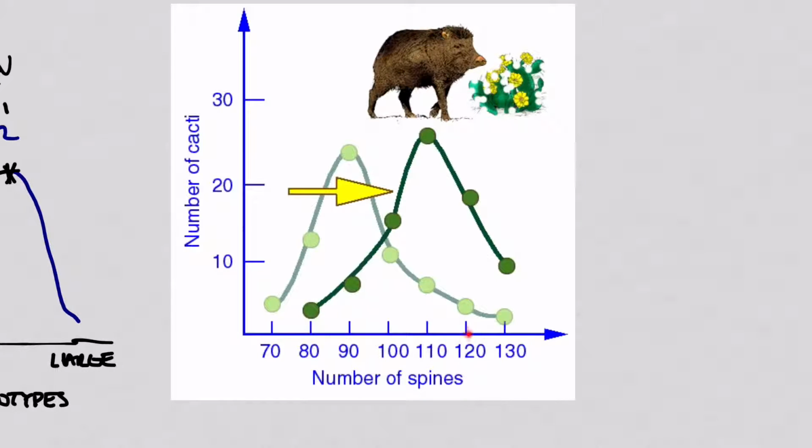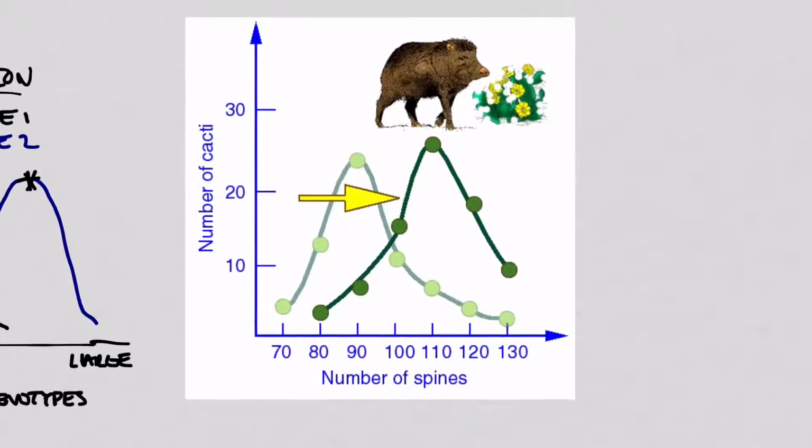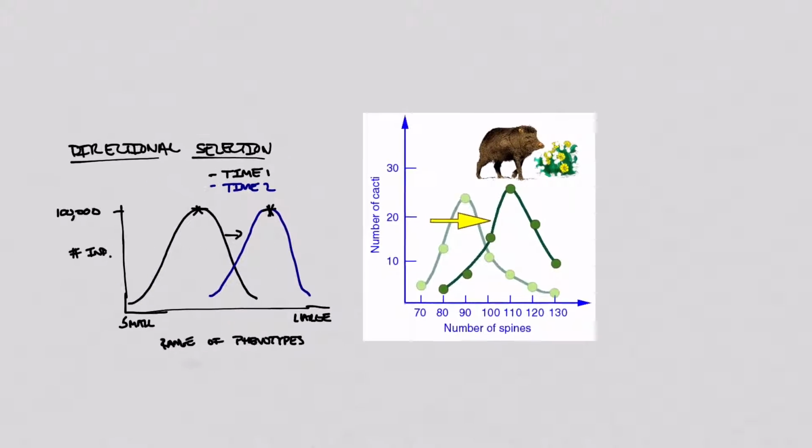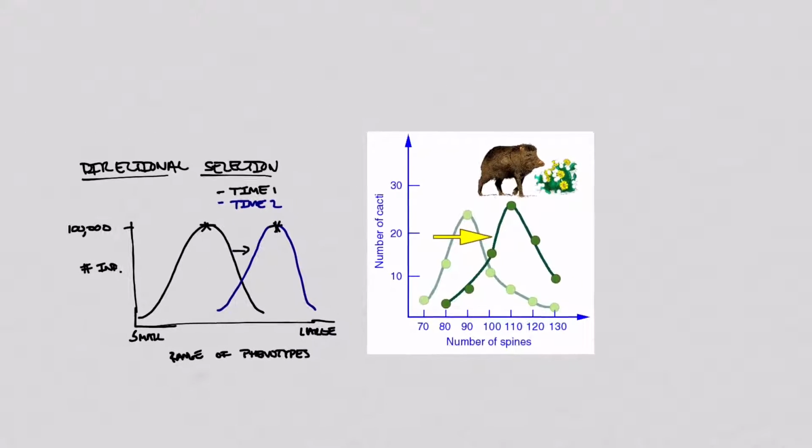And the cacti that have the most spines survive, because boars don't like spines, they get in their teeth and their tongue, so they avoid those really spiny cacti and only go for the fewer-spine cacti. So we start to see a shift in the range of phenotypes within this cacti population, and now the average cactus has about 110 spines on it, up from 90 initially. This would be an example of directional selection, when a phenotype is pushed in a certain way.